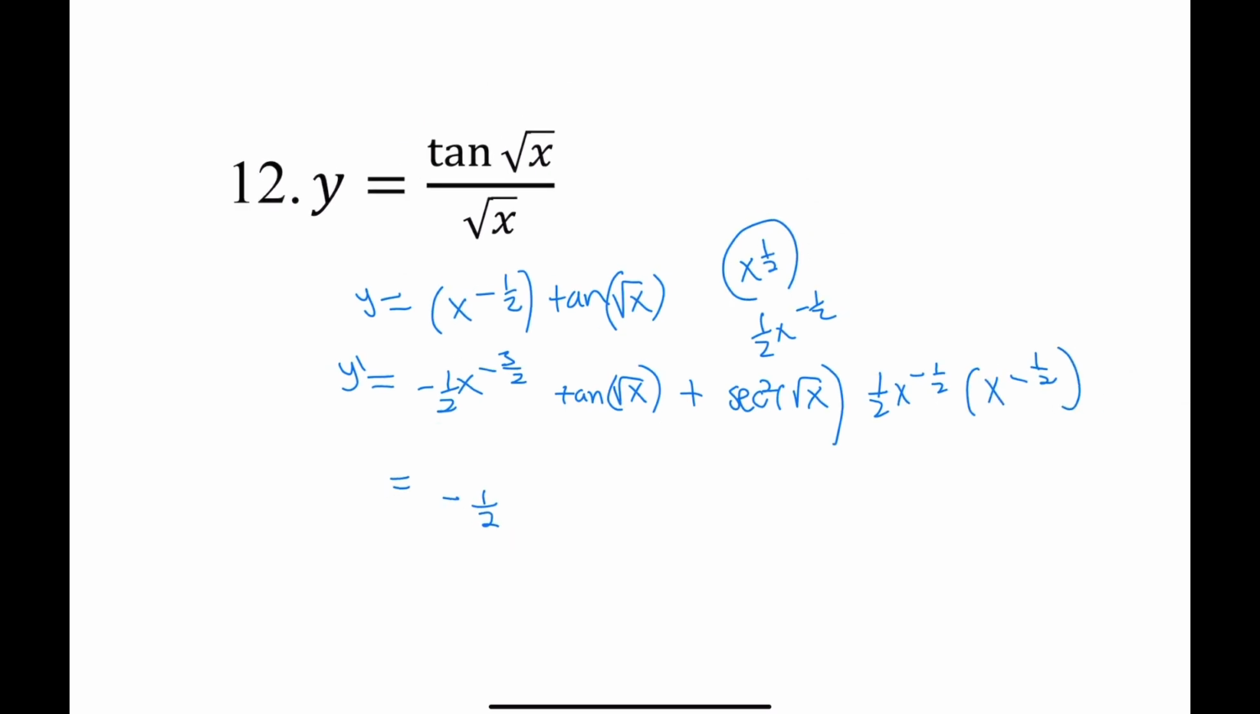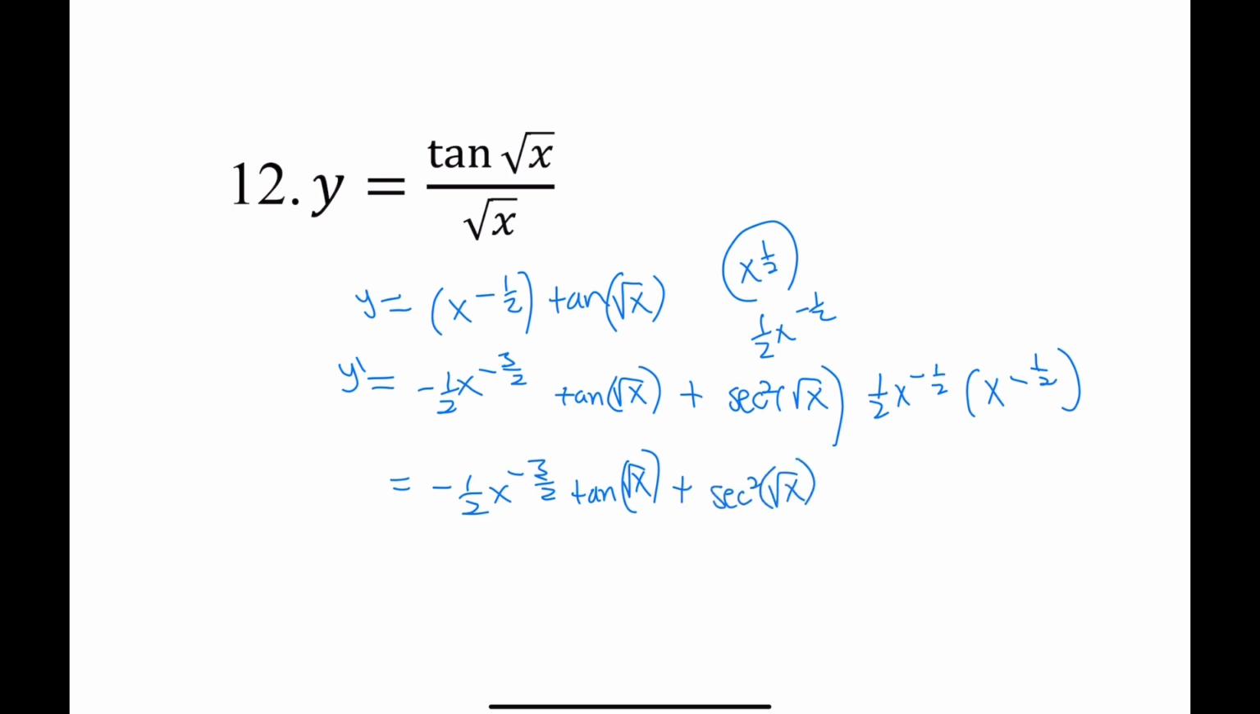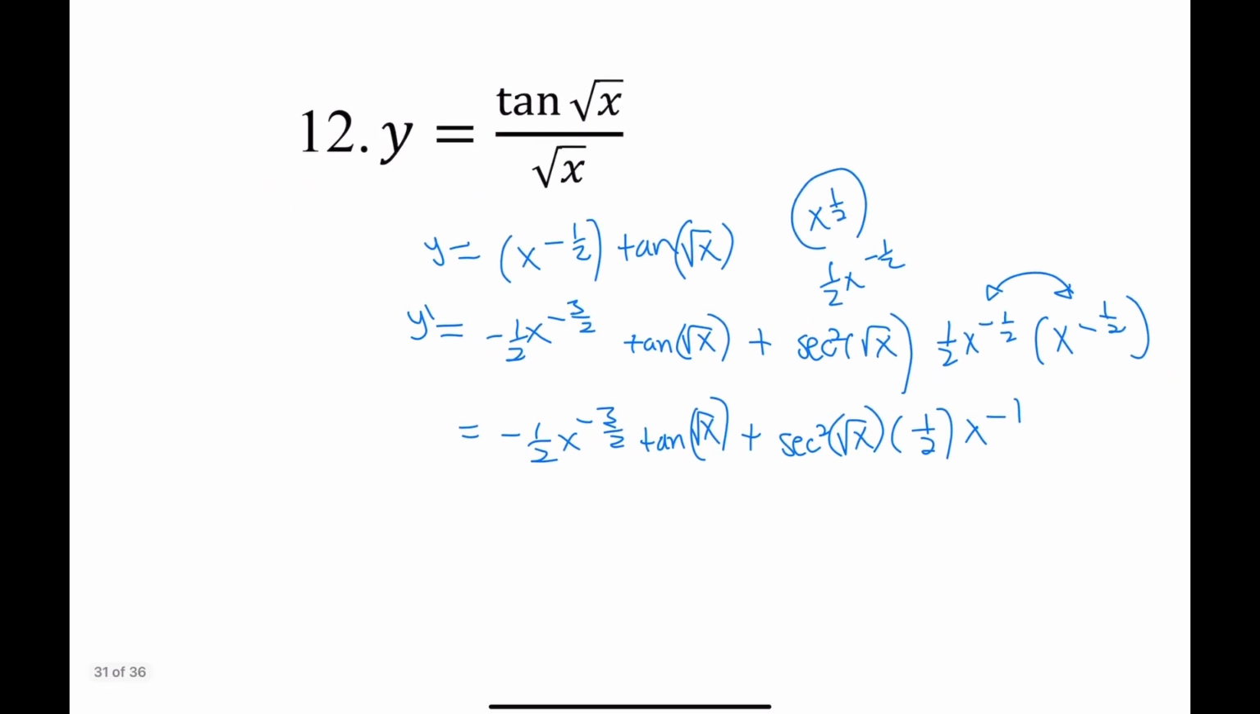Actually, before we do that, we can just try to factor it out a little bit. Negative 1/2 x. I know I said I would factor this out, but before that I realized that we need to simplify something. So secant squared root x times 1/2 and then x, so add these together and you get x to the negative one power, right? So that's that, and then let's factor things out, which would be negative 1/2 x to the negative 3/2 power tangent root x.